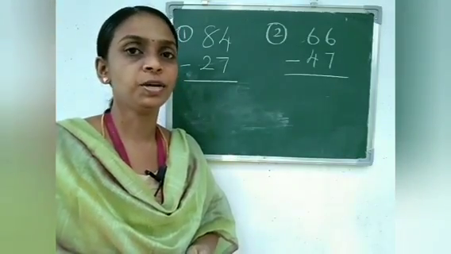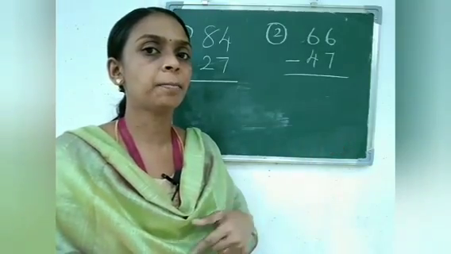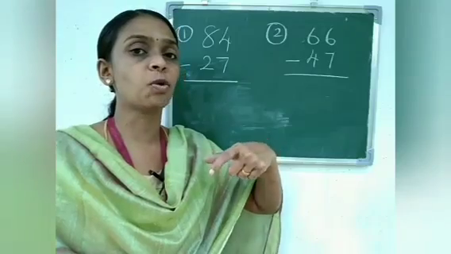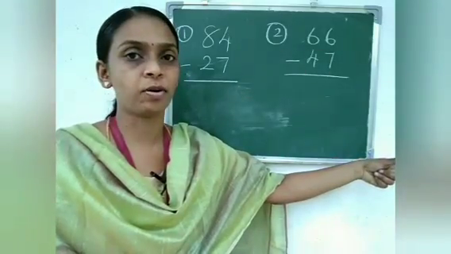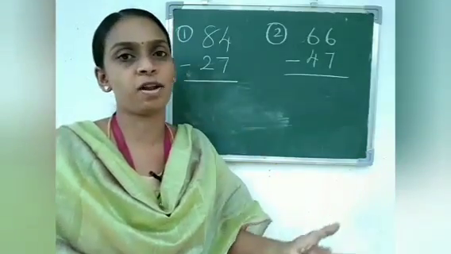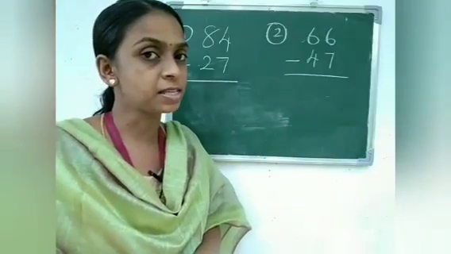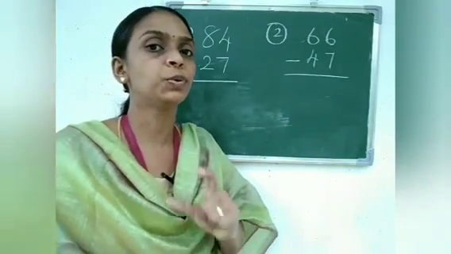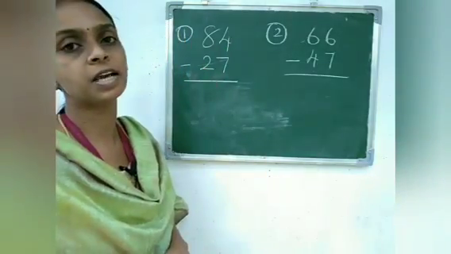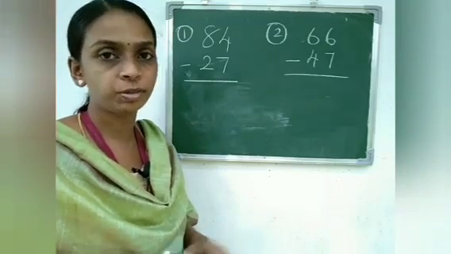No. I told you that subtraction is only possible by taking a smaller number from a bigger number. We are not able to take a bigger number from a smaller number. Here the first number is 4 and the second number is 7, so we are not able to do the subtraction.